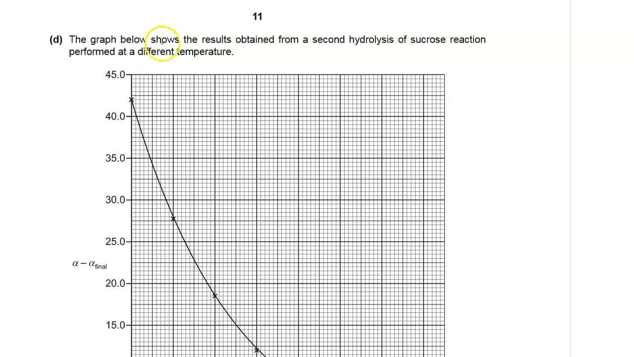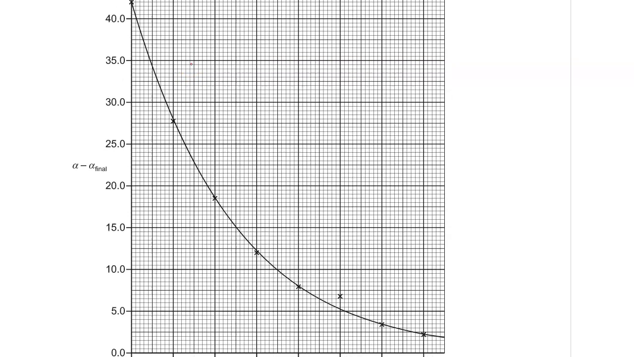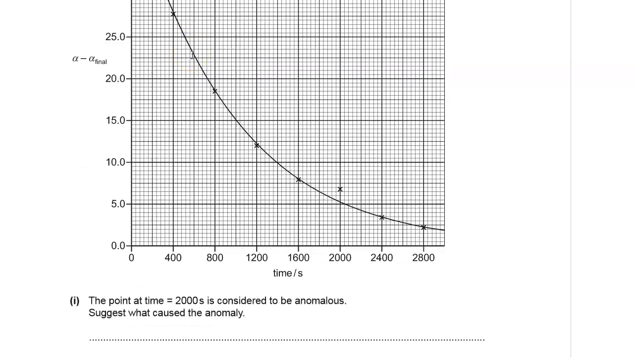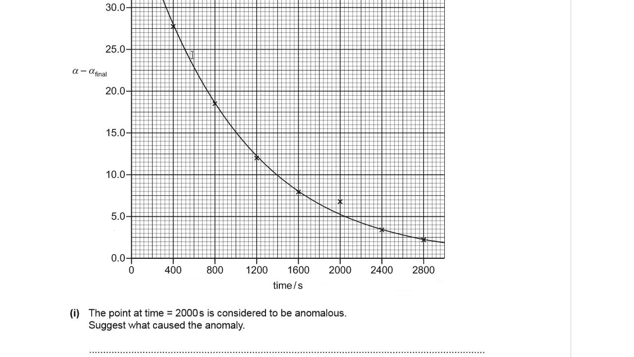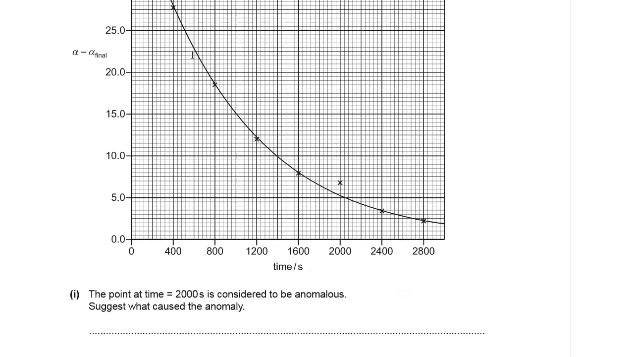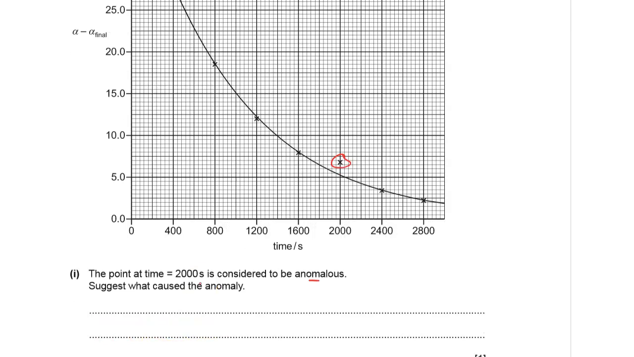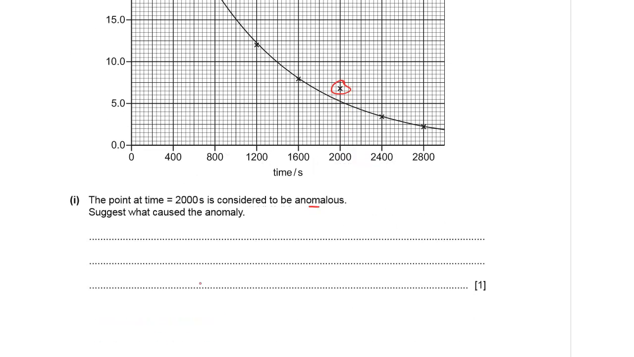Part D. The graph below shows the results obtained from a second hydrolysis of sucrose reaction performed at a different temperature. Of course, we have this graph here. The point at t equals 1000 seconds is considered to be anomalous. This point here is anomalous. Suggest what caused this anomaly.